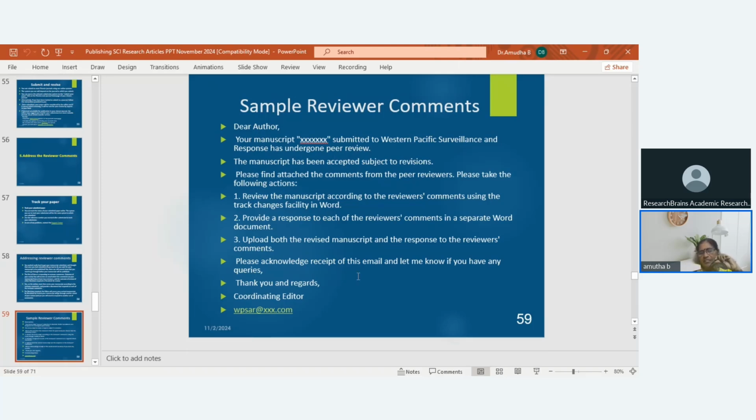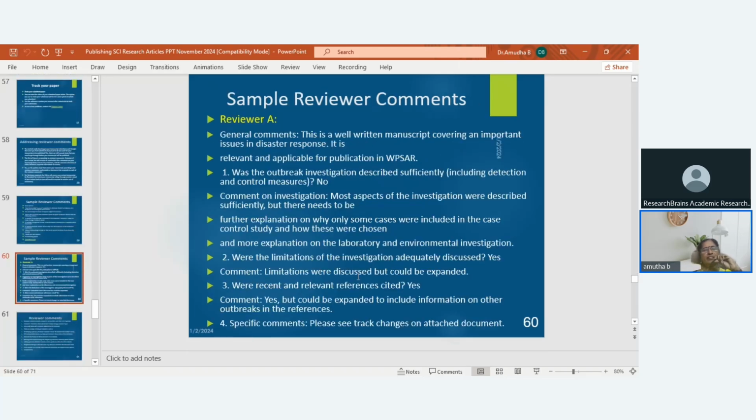Likewise, they'll be sending the mail and the sample reviewer comments again. Reviewer A, general comment: this is a well-written manuscript covering an important issue in disaster response. This is relevant and applicable. And was the outbreak investigation described sufficiently? Whether you have done it or not? Comment on investigation: most aspects of the investigation are described sufficiently. There needs to be something you have to do. Whether you have done it or not?